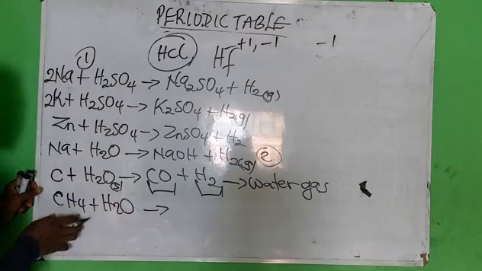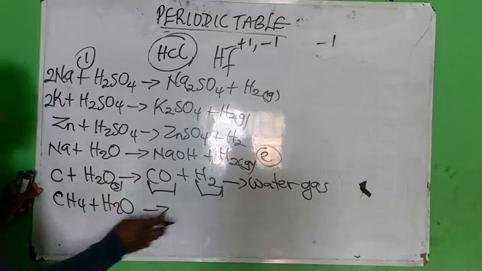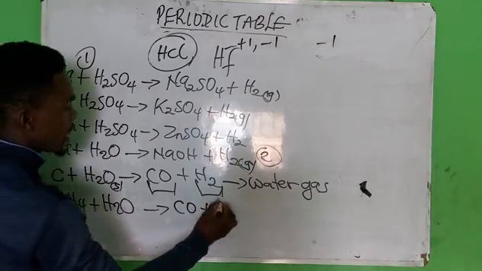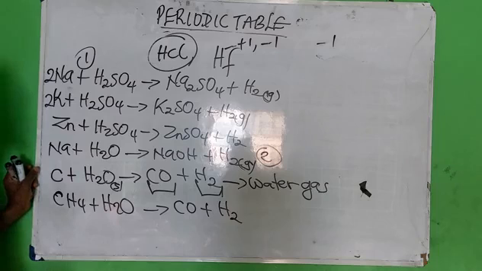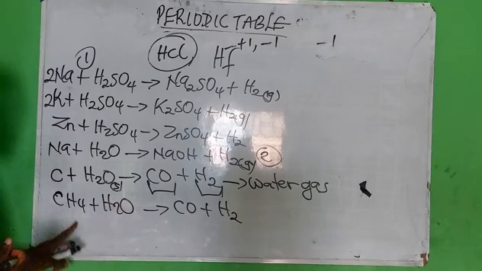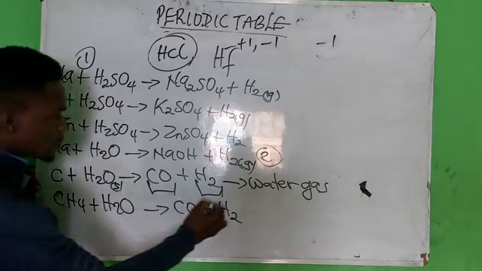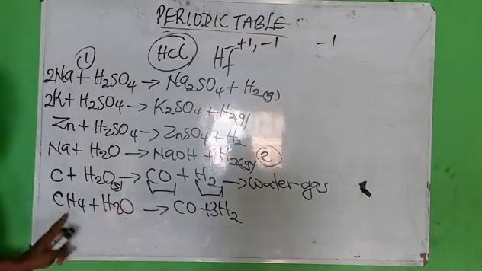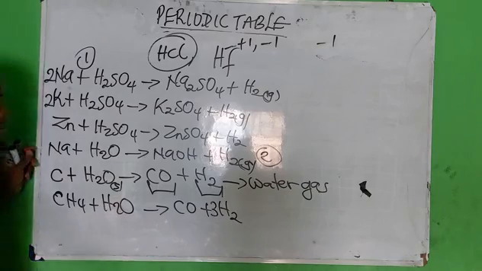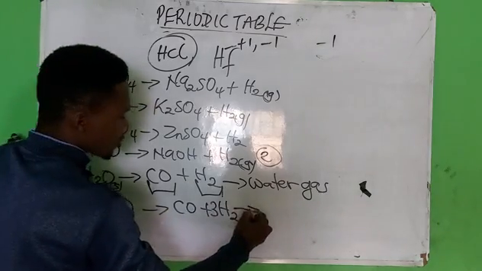Apart from that, if I react methane with H2O, don't forget this is steam, I'll have CO and H2. Is it balanced? No, it is not balanced. So what do we do to balance the reaction? By placing numbers of moles. I have 6 hydrogen here, so I'll put 3 in front of H2. How many oxygen? 1. How many carbon? 1.